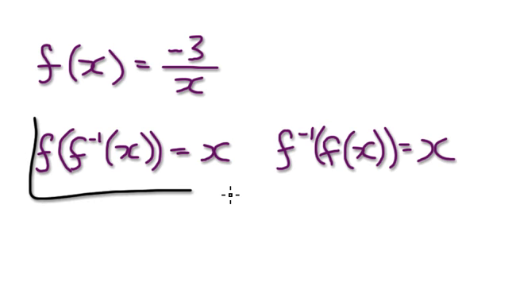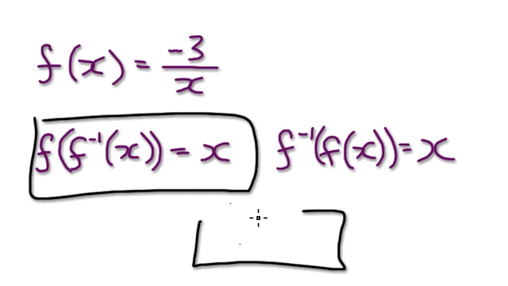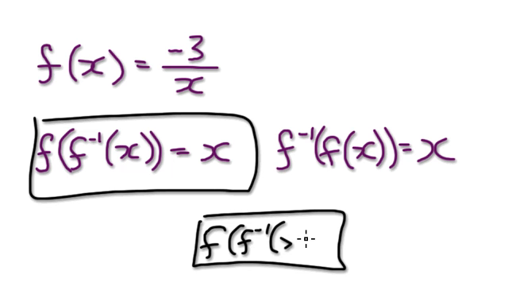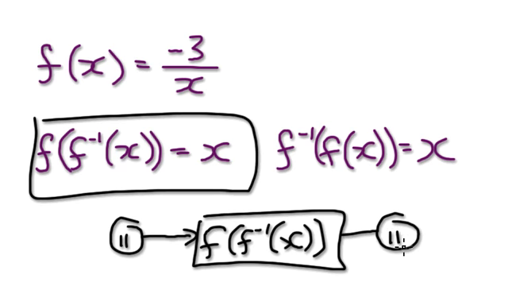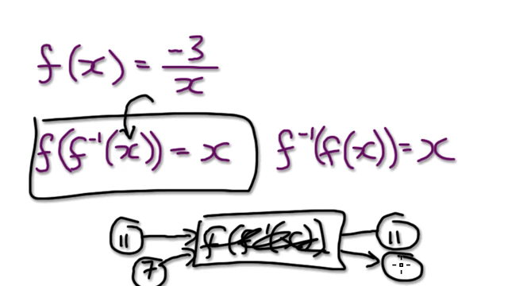And by the way, what this means is that if you have your machine here, f inverse of x, and you put the number, let's say 11, into here, then it will spit out the number 11. So when you put x into this whole thing, it will give you x. If you put the number, let's say 7, into something like this, it would do its job and spit out the number 7.